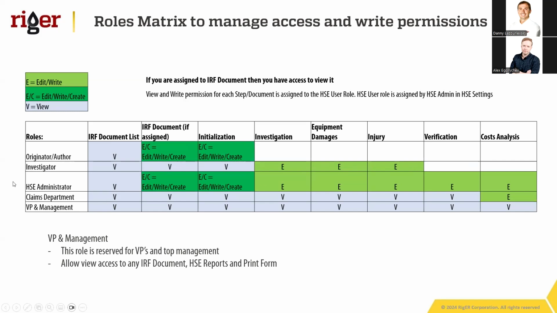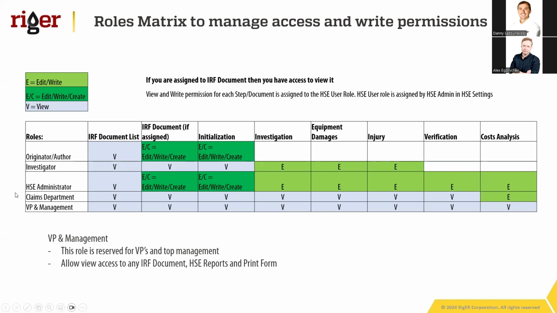The HSE administrator is, again, head of department. They can view, edit, and create the incident rules. They can view cost analysis in addition to the investigation tabs. The claims department can view the incident report and edit the cost analysis. Again, the VP role can access the incident report and view the print forms, because they're likely the folks managing and reviewing incidents within their department and communicating with the clients, which is an important step here.